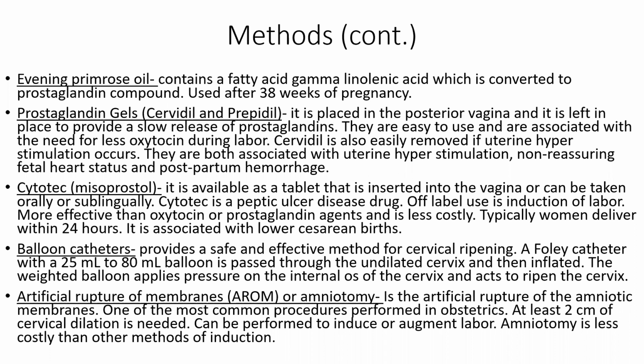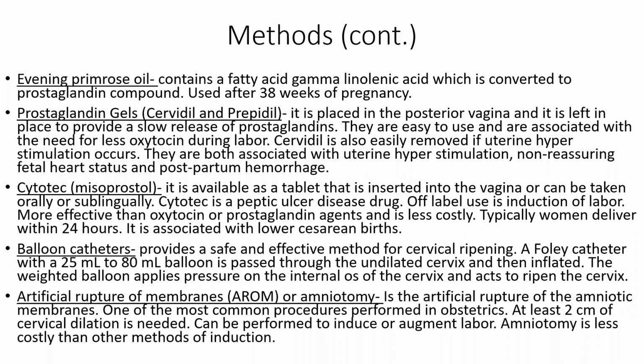Okay, this med here is going to be pretty important. Cytotec, misoprostol. It's probably going to be on your care plans. It is available as a tablet, inserted into the vagina or taken orally or sublingually. Cytotec is a peptic ulcer disease drug. Off-label, it is used for induction of labor, more effectively than oxytocin or prostaglandin, and it's also a lot cheaper. Typically, women deliver within 24 hours. It's also associated with lower numbers of C-sections.